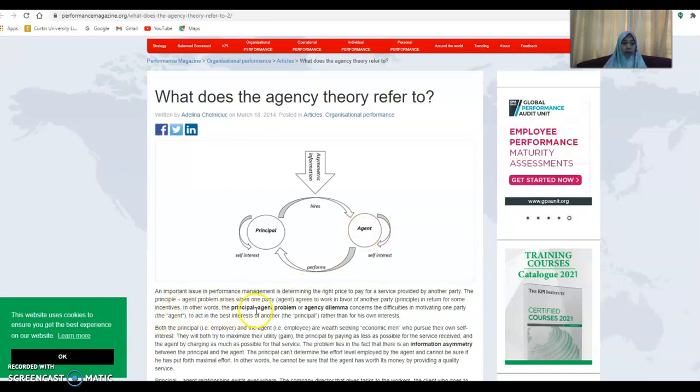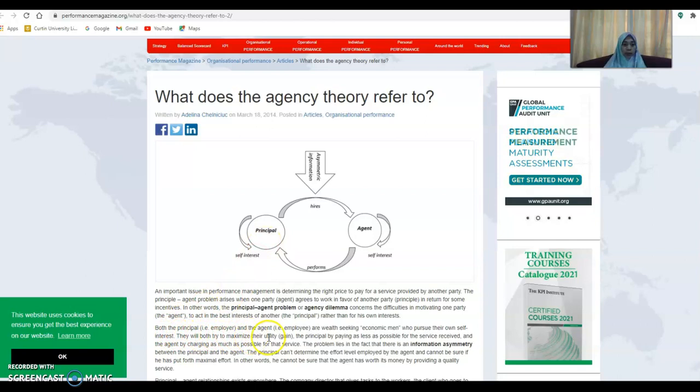So in other words, the principal-agent problem, or agency dilemma, concerns the difficulties in motivating one party, that is the agent, to act in the best interest of another, that is the principal, rather than for his own interest. That means now you want to motivate the agent so that they perform their work to the maximum. You want this agent to perform their work the best for the interest of the principal, for the interest of the owners.